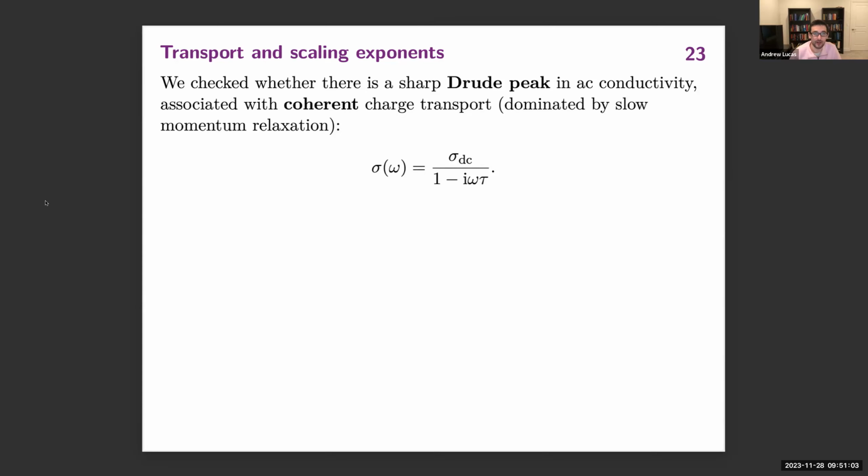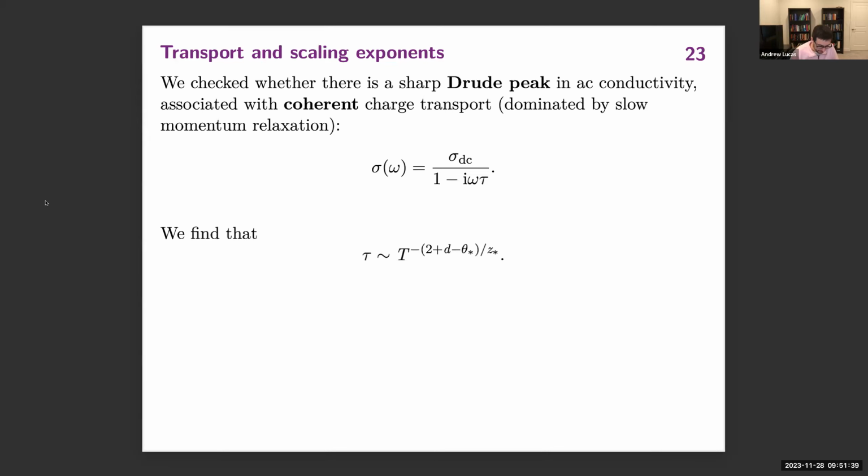Once we know the DC conductivity, we can ask whether there's a sharp Drude peak in the AC conductivity. And this will essentially tell us whether we have coherent or incoherent charge transport in the IR. So here, coherent transport would refer to the fact that there's a sort of long-lived momentum which is responsible for the large DC conductivity that we're seeing. And if we have this coherent transport, we'll see a very sharp Drude peak in the frequency-dependent conductivity.